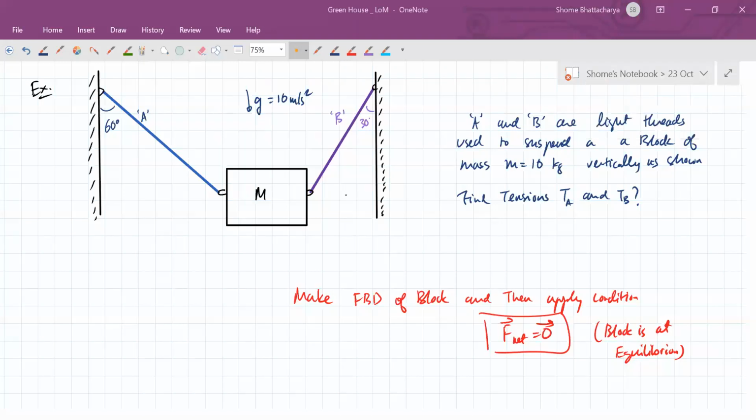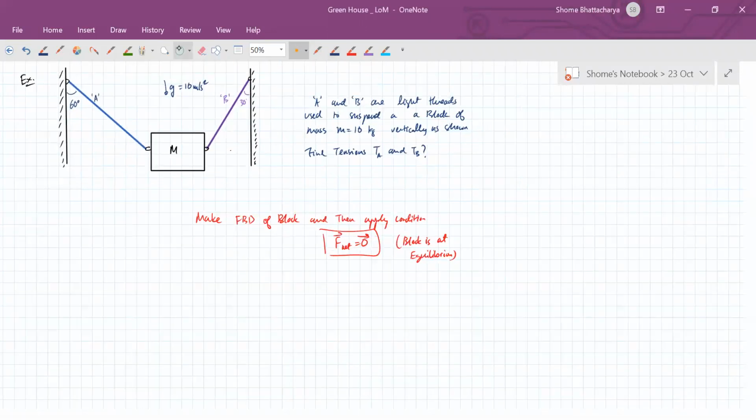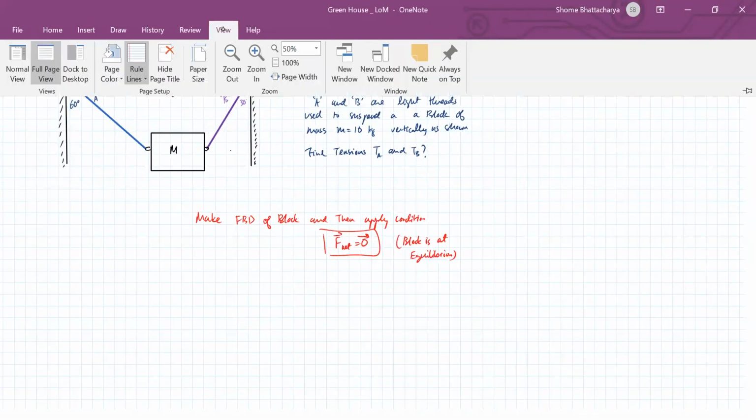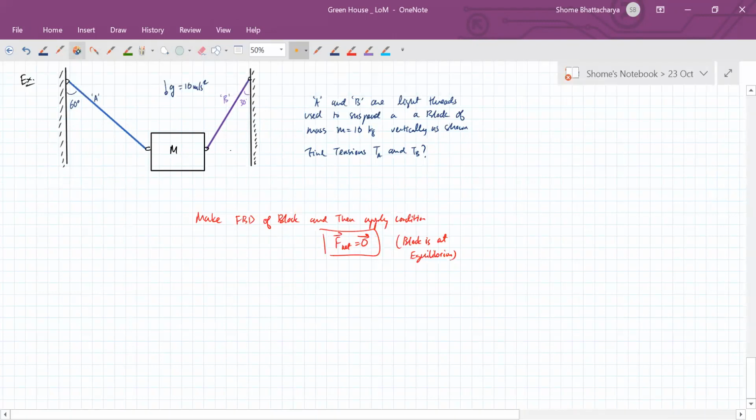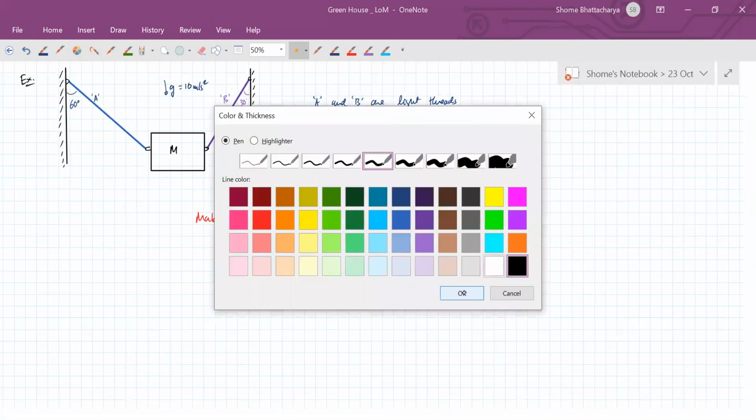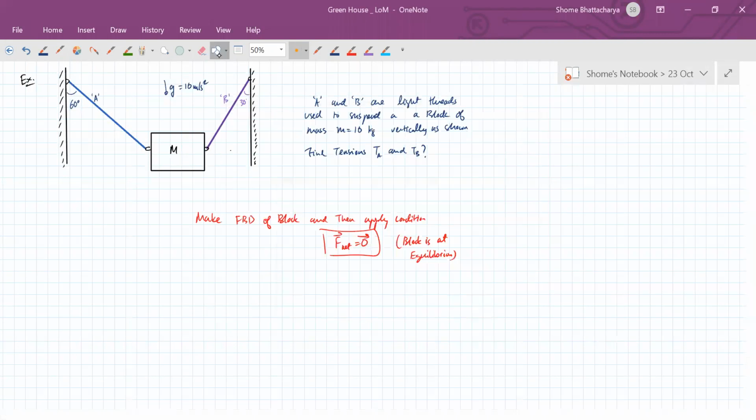Okay, so let us understand what all forces are acting on the block. It's pretty simple really. You can see that there are three forces acting on the block. Two tensions and one weight. But this time we will have to do vector analysis because they are not all acting vertically.